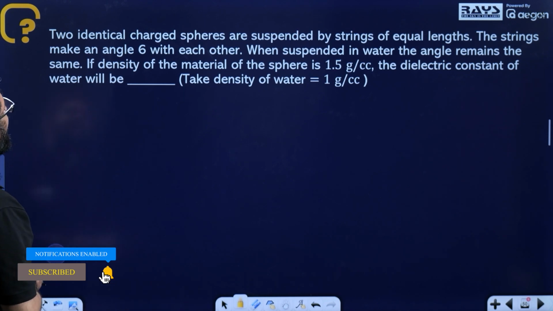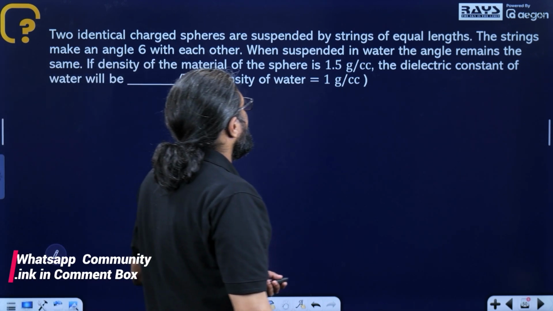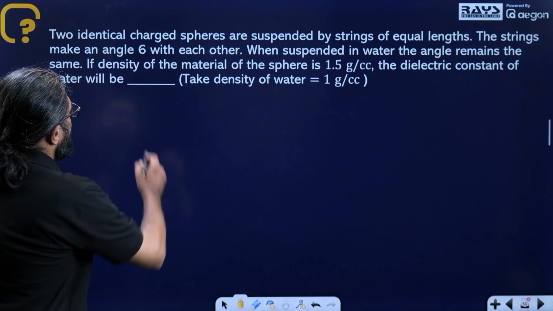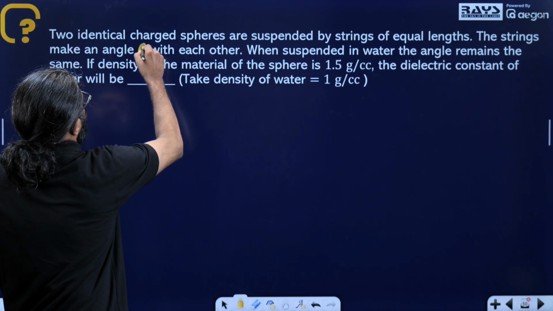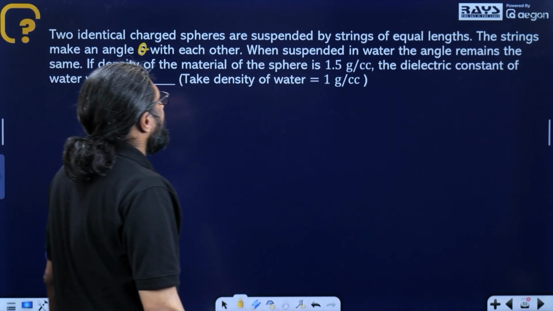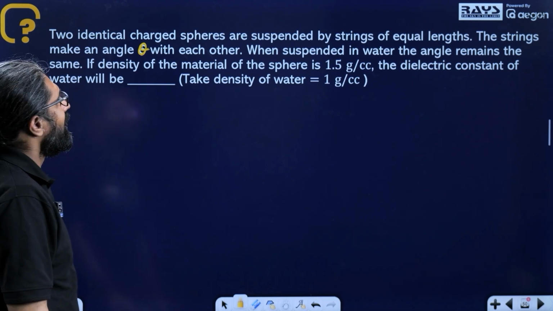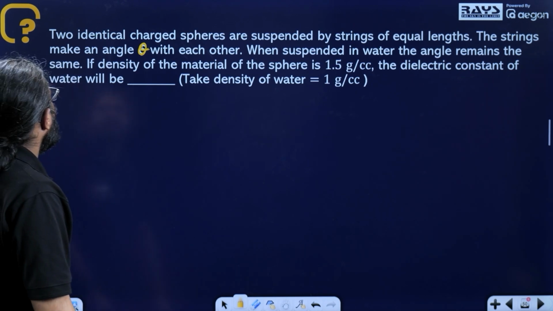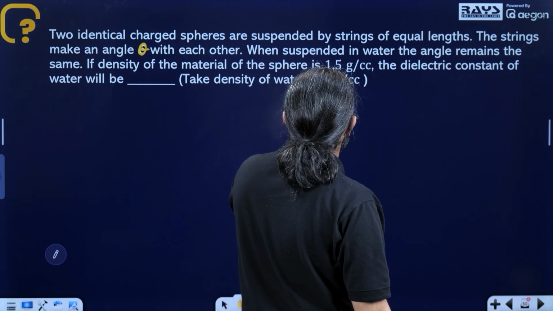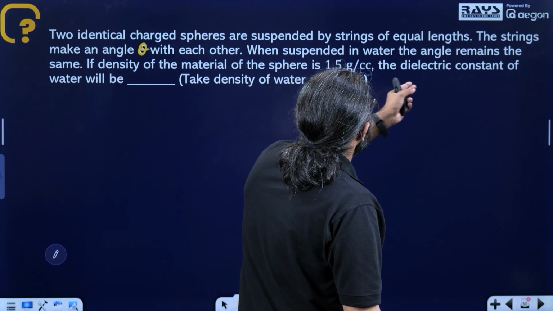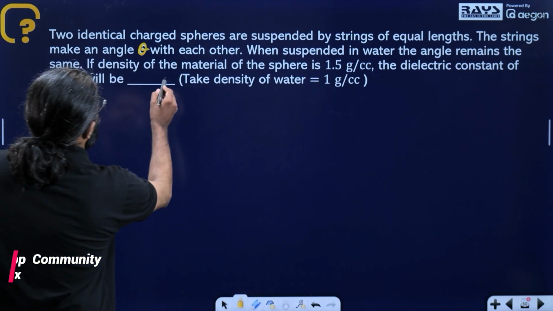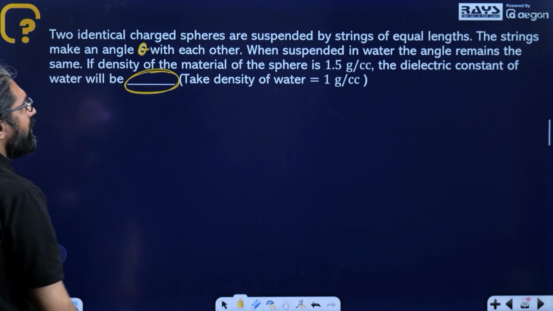നോക്കൂ, 2 identical charged spheres are suspended by strings of equal lengths. The strings make an angle theta with each other, all right? When suspended in water, the angle remains the same if the density of the material of the sphere is 1.5 gram per centimeter cube, and the dielectric constant of water will be, this is what you should find out. Dielectric constant of water ആണ് നിങ്ങൾ കണ്ടുപിടിക്കേണ്ടത്.